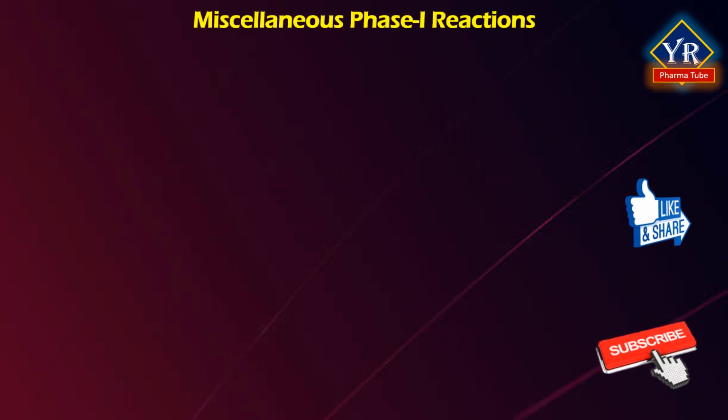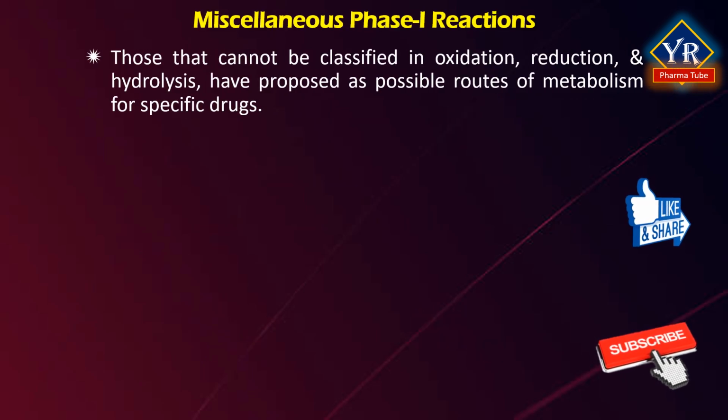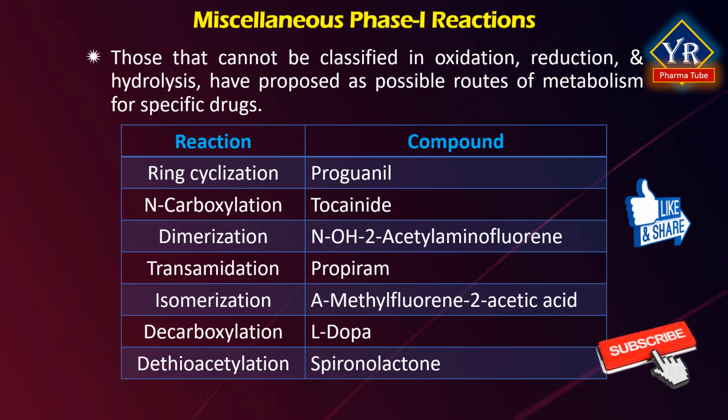Miscellaneous phase 1 reactions. Many other reactions cannot be classified into the groups discussed in the previous videos, such as oxidation, reduction and hydrolysis. Some other reactions have been proposed as possible routes of metabolism for specific drugs. A list of some of these reactions is given in the table here.